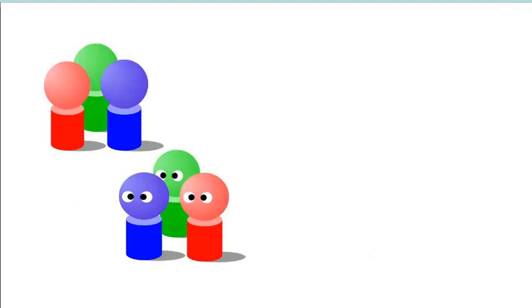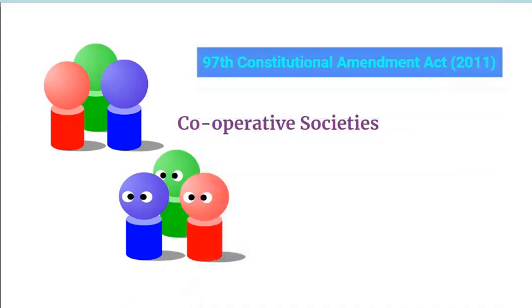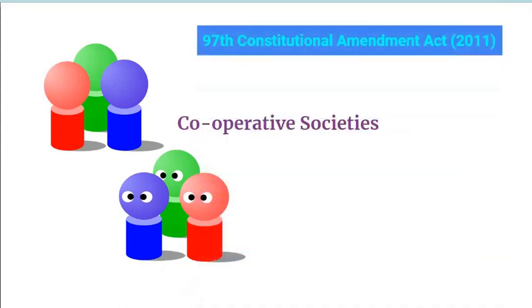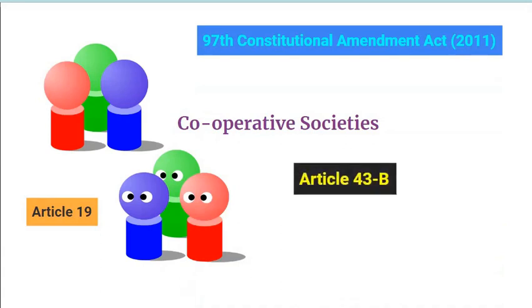So the next one, and the last one, is cooperative societies. The 97th Constitutional Amendment Act of 2011 gave a constitutional status and protection to cooperative societies. In this context, it made the following three changes in the constitution. First, it made the right to form cooperative societies a fundamental right under Article 19.